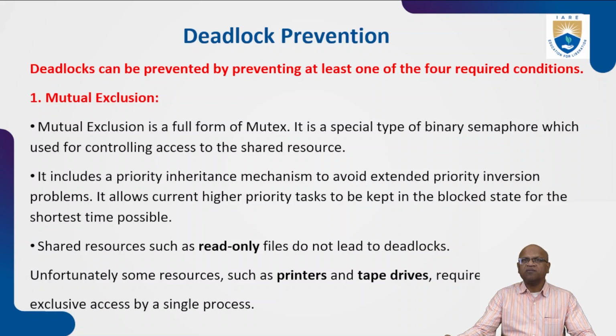So what are the four conditions we have seen? We have seen mutual exclusion. Mutex is the short form of mutual exclusion. It is a special type of binary semaphore used for controlling access to the shared resource. It includes a priority inheritance mechanism to avoid extended priority inversion problems. It allows the current higher priority task to be kept in the blocked state for the shortest time possible. Shared resources such as read-only files do not lead to deadlocks. Unfortunately, some resources such as printers and tape readers require exclusive access by a single process.